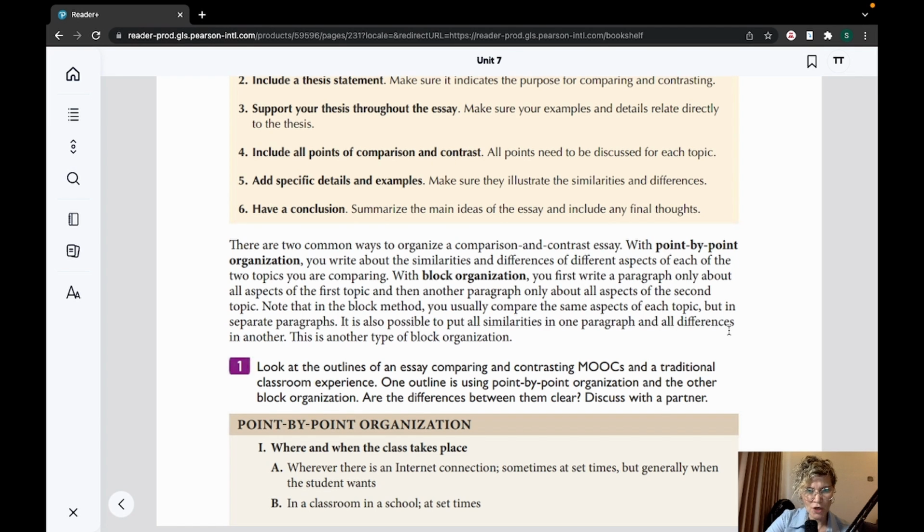If you're doing a block organization, it's different. The first body paragraph, in the topic sentence, you will introduce that you're going to write about the similarities. And then in the second body paragraph, in the topic sentence, you will introduce that you are going to talk about the differences. So with block organization, we create paragraphs based on the purpose. And the purpose in this case is similarities and differences, comparison and contrast. But with point by point, we are creating the paragraphs based on the subtopics. Okay?